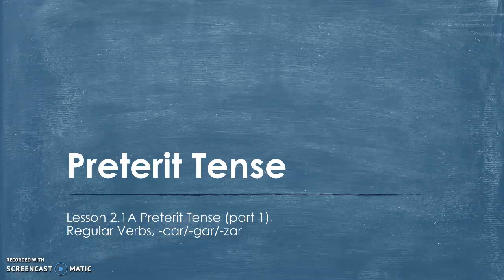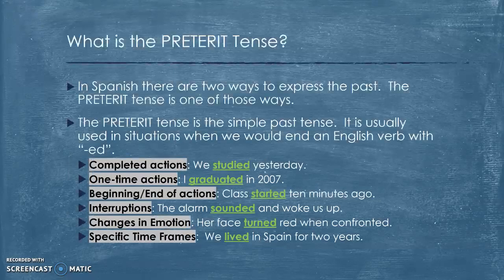Welcome to Lesson 2.1a, the first part of the preterite tense. In this lesson, we're going to cover all of the regular AR, ER, and IR verb conjugations, as well as identify 3 AR verbs that have a slight spelling change in the yo form, and those verbs end in car, gar, and zar.